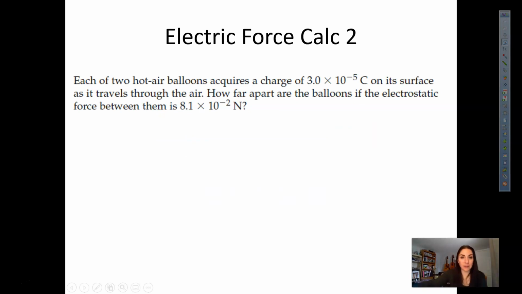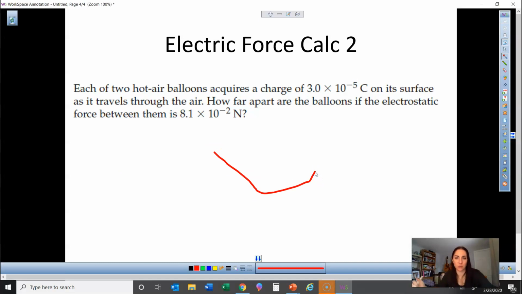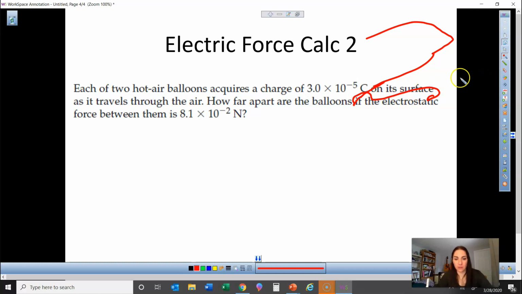Let's do another calculated question. Here is another way I can present a question for you. Each of the 2 hot air balloons requires a charge of this on its surface and travels through the air. Fun fact, they don't always have to be the same charges. These questions just happen to be the same charges, but that's not always true, so just know that.